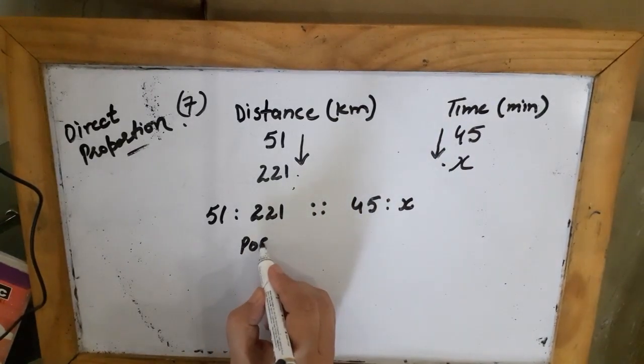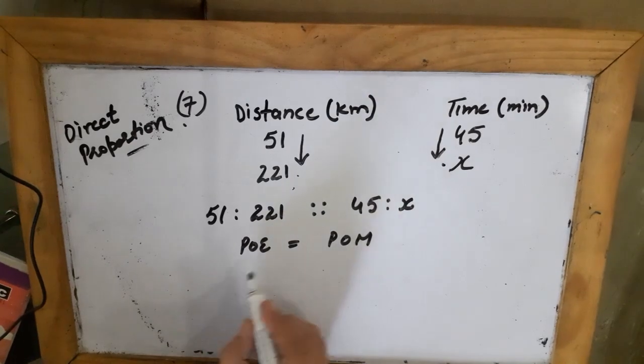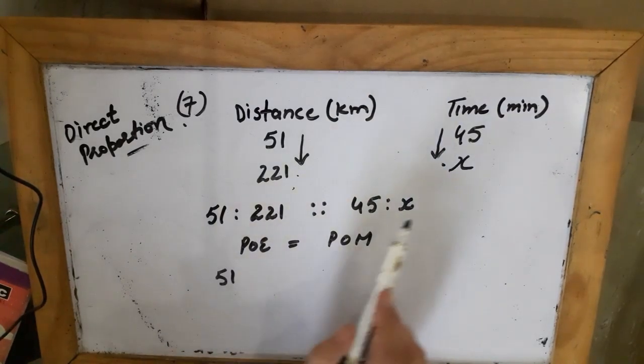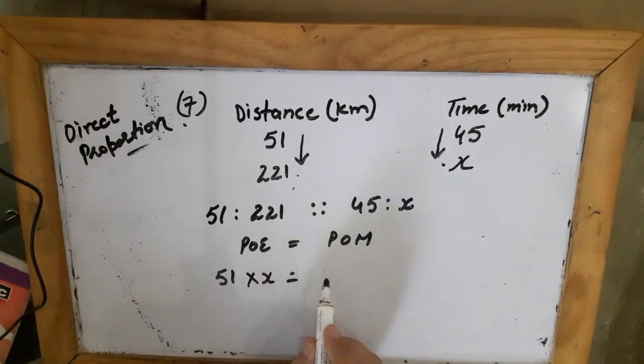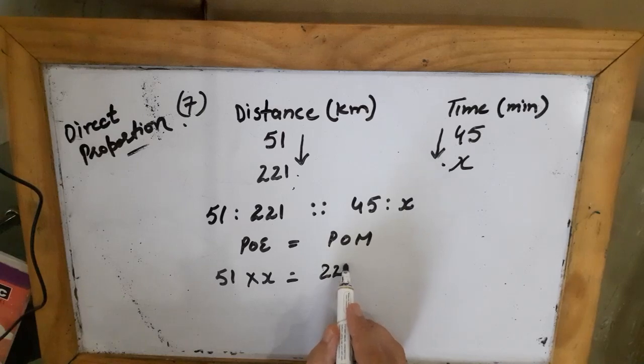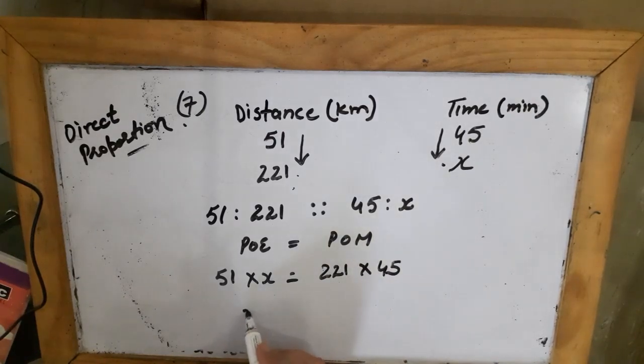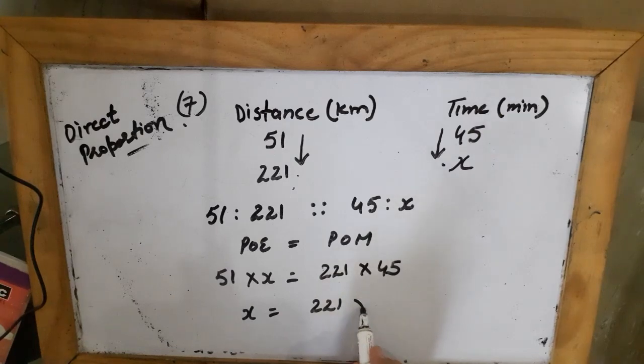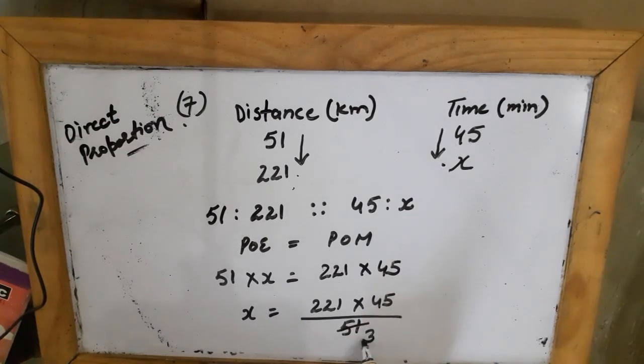So now product of extremes is equal to product of means. So which are the extreme terms? 51 and x, 51 into x, and which are the mean terms? 221 and 45. So as you have to find x, so 51 you will send to the other side. Now you have to solve this. So as I know, 51 comes on the table of 17. Yes, 17 threes are 51 and 17 ones are 17.